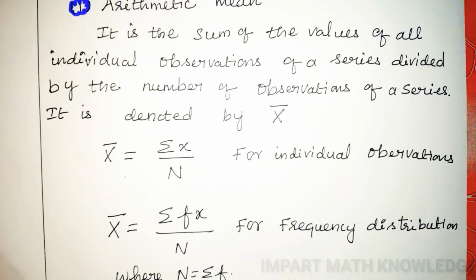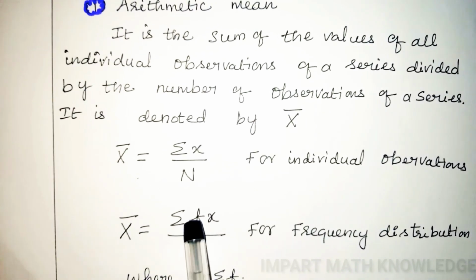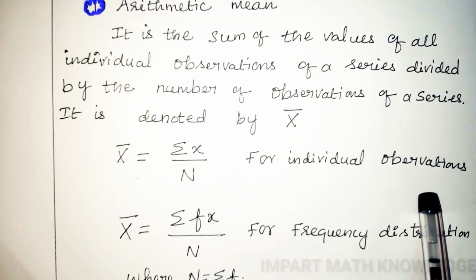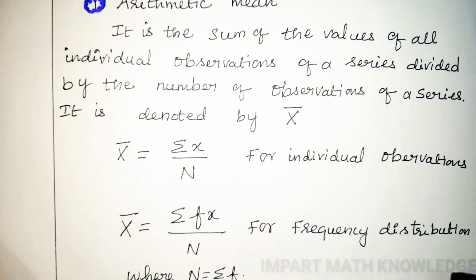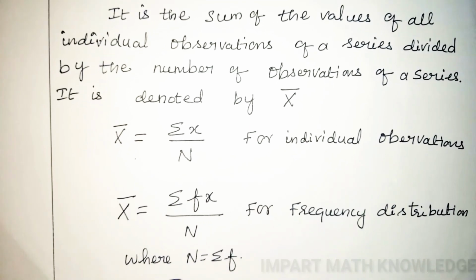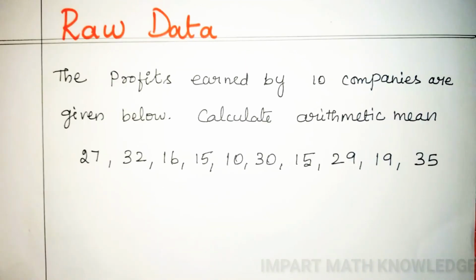X bar is equal to sigma x by n. This is for individual observations, where n is the number of observations. For a frequency distribution, x bar is equal to sigma fx divided by n, where n is equal to the total frequency. I will explain the arithmetic mean with a simple example.